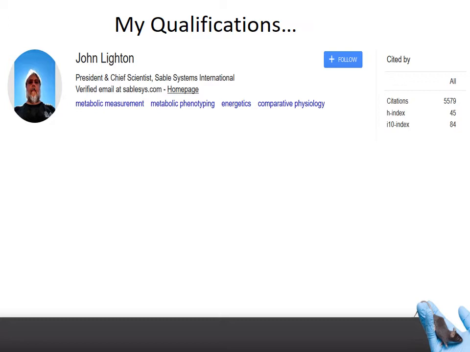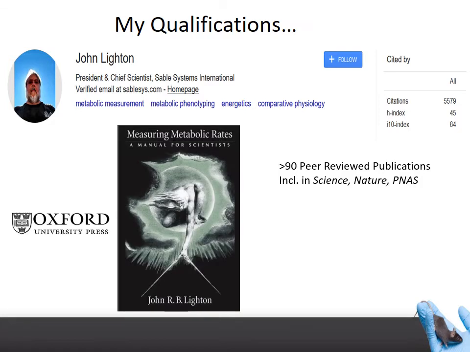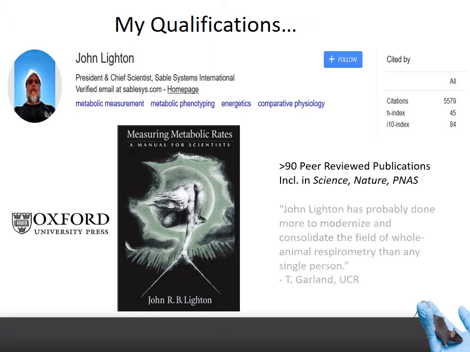Now, my qualifications for sounding off on this subject. I'm a recovering academic. I spent many years doing research on very small animals that required me to develop very, very sensitive gas analysis techniques. I have quite a good number of peer-reviewed publications, including in some good journals. And I also have authored the only existing textbook on comprehensive methods of measuring metabolic rates, about which a colleague, Ted Garland at UC Riverside, was kind enough to give me this very glowing quote.